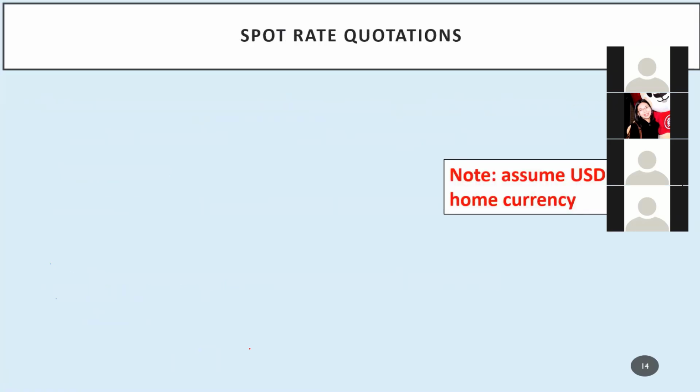Also throughout these examples, I'm going to be assuming that the US is our home country, just because the textbook is written by two US academics. So they use the USD as the home currency, right? So just to be consistent with the textbook, I'm going to assume that the USD is the home currency. Okay.